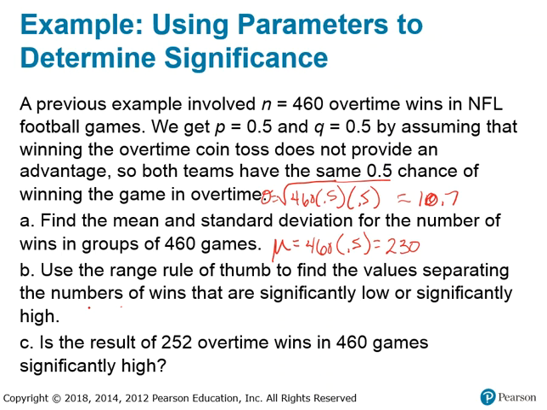So we're going to take our mean and we're going to subtract 2 standard deviations. This would tell us if it is significantly low. That ends up being 208.6. It's definitely not lower than 208.6, so it's not significantly low. So now we're going to go the other way and add 2 times 10.7.